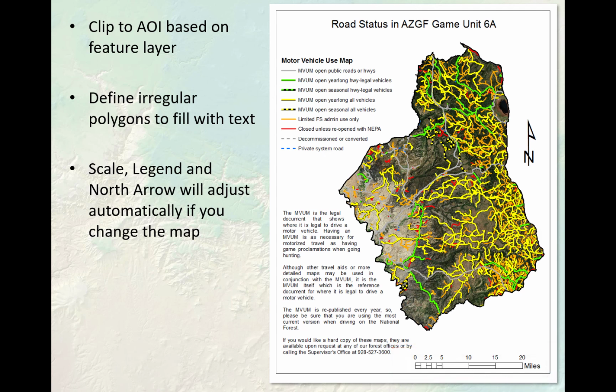There's also some sophisticated text tools, such as letting you fill an irregular polygon with text that you see in the lower left corner of this map. So this map is really similar to one that you're going to make in lab exercise 2, so you get good experience with how to do this.